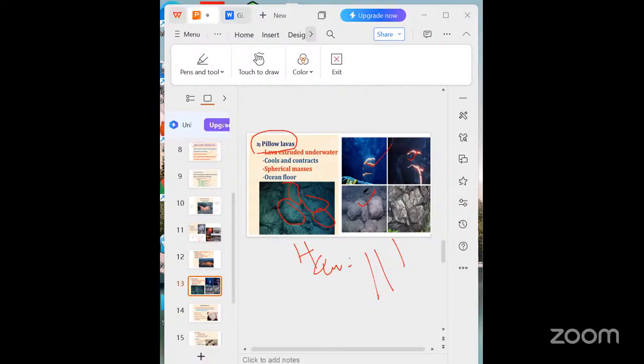So the columnar joints you see in this picture, these shapes allow for efficient packing with minimal wasted space or material, right?